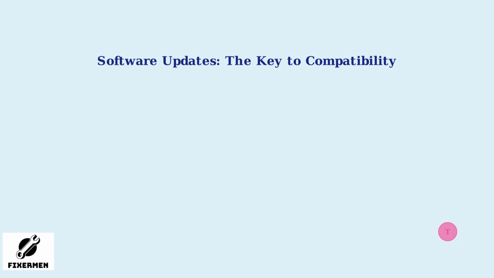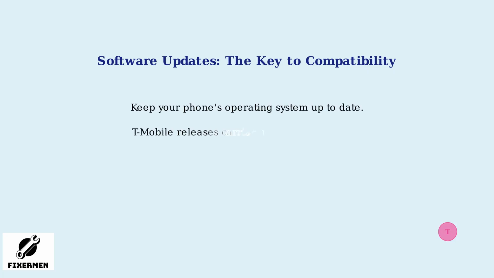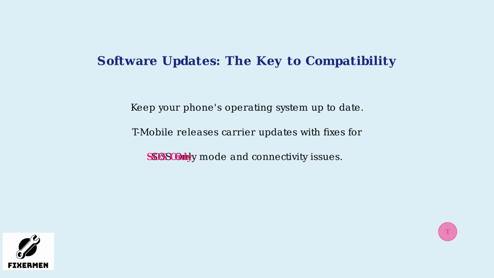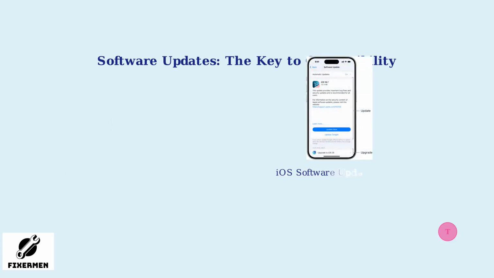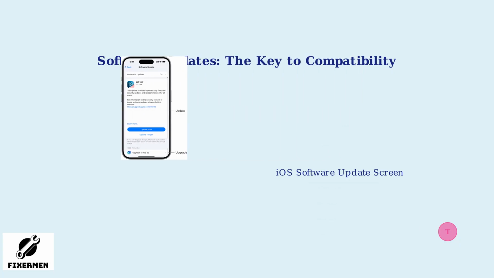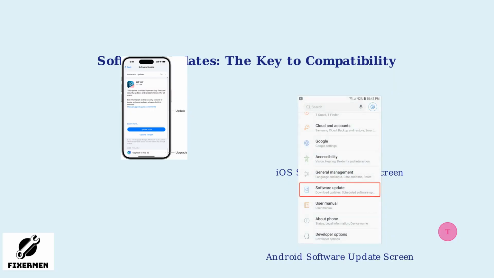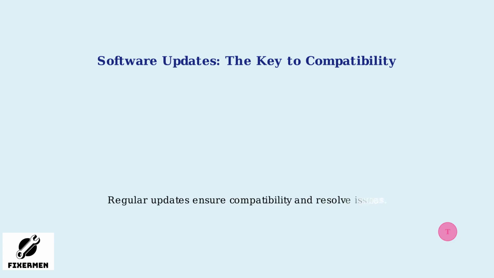Software updates are crucial for maintaining compatibility between your phone and T-Mobile's network. Keep your operating system, whether iOS or Android, fully up to date. T-Mobile provides carrier updates alongside OS updates that fix connectivity problems causing SOS only mode. For iOS devices, navigate to Settings, General, Software Update to check for updates. On Android devices, go to Settings, Software Update to find available updates.